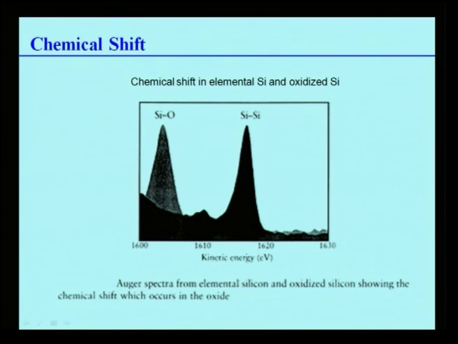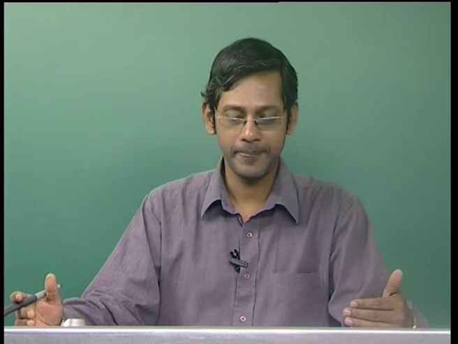To give you a much better perspective of how the chemical shift is actually observed in the Auger spectra, I am not discussing the exact physics behind the chemical shift, because this is what I have done in XPS. The theory is the same whether it is for XPS or Auger. The only thing I am describing here is how these chemical shifts can be used to detect a particular type of chemical bonding or a particular type of electronic configuration.